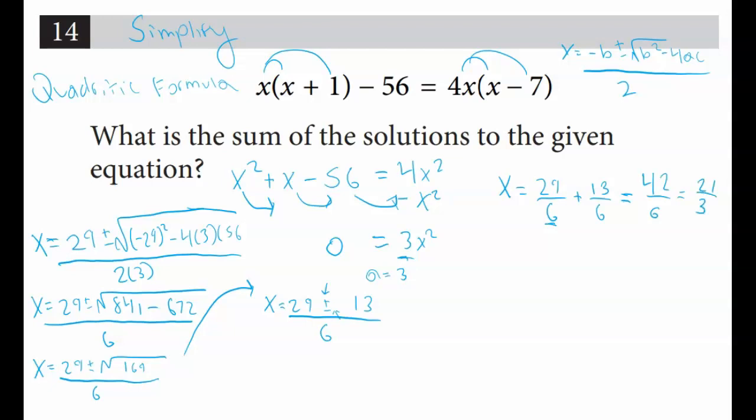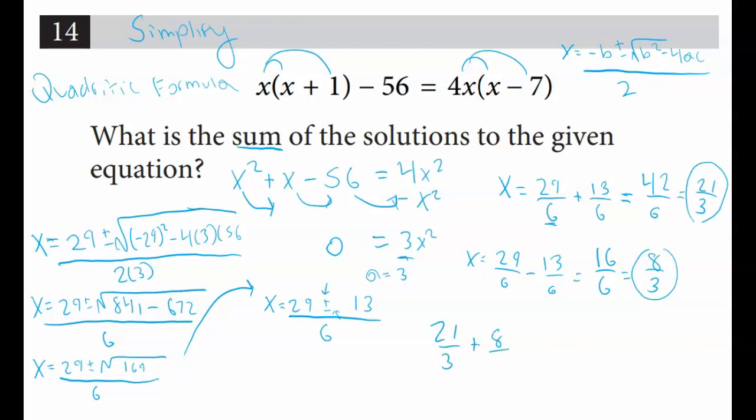And we'll do the same for subtracting 13 over 6. So we'll get x equals 29 over 6 minus 13 over 6. And if you do 29 minus 13, you get 16 over 6. And if we divide that by 2, we get 8 over 3. And these are our two solutions, but they want the sum of the solutions. So what we're going to do is take 21 over 3 and add 8 over 3.